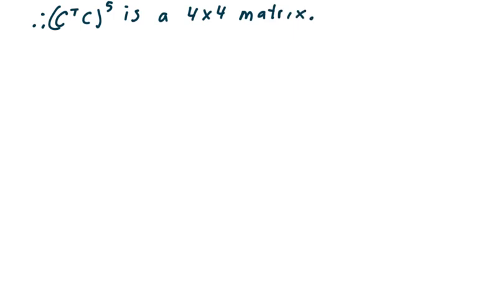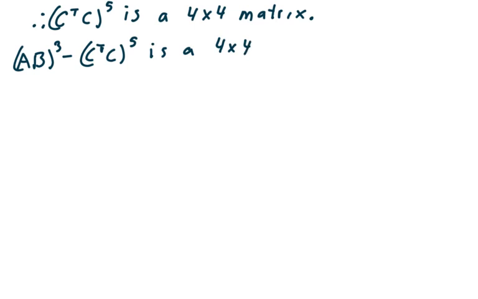And so if I take AB to the third minus C transpose C to the fifth, this is a 4 by 4 matrix. It's defined, and it's a 4 by 4 matrix. And that's how you do problem number 3.